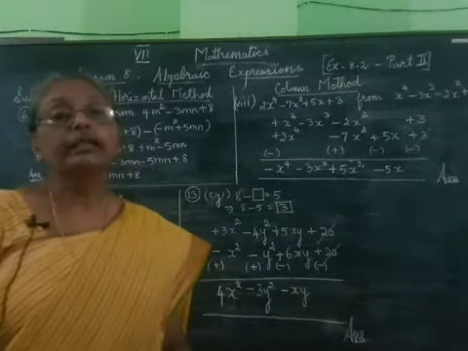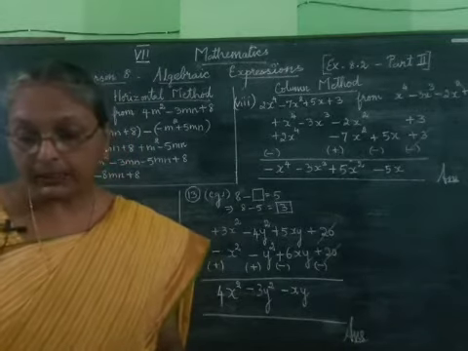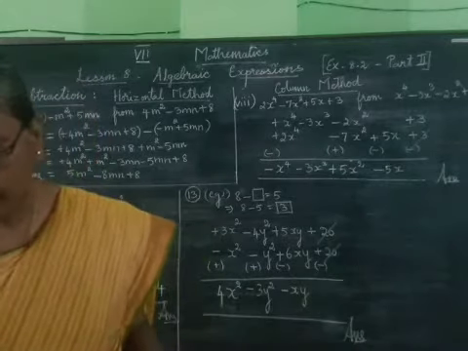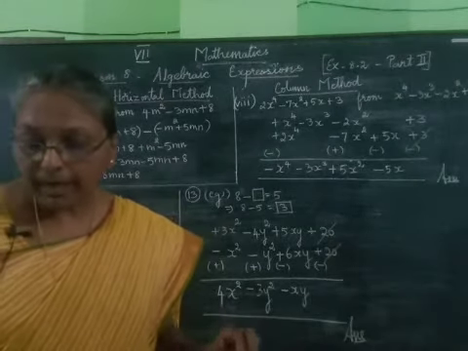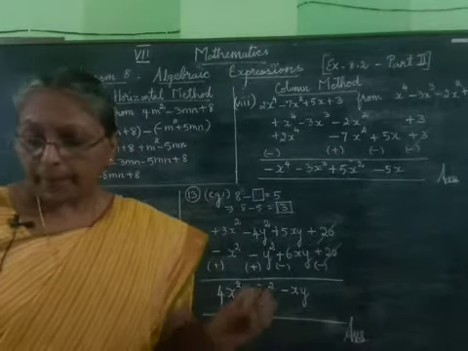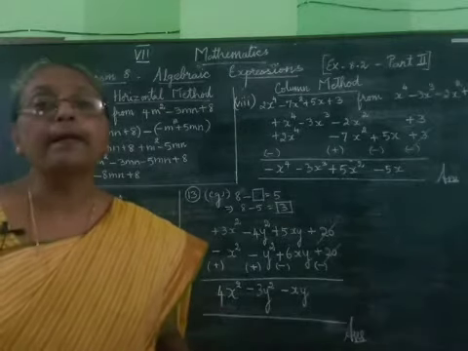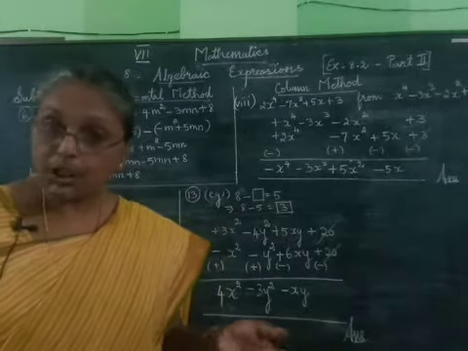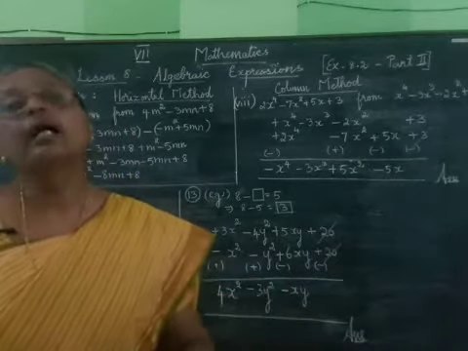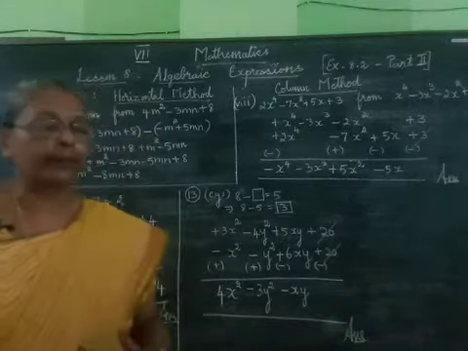Now let me do the 13th sum for you. Let me read the sum. What should be taken away from 3x squared minus 4y squared plus 5xy plus 20 to obtain minus x squared minus y squared plus 6xy plus 20? What should be taken away from one expression to obtain another expression?